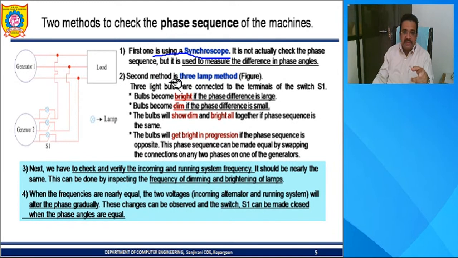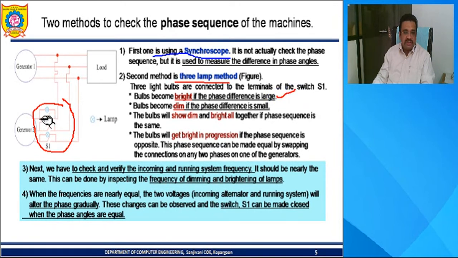The second method is the three lamp method. In this figure, where the switch S1 is connected, the switch is connected using 3 lamps. The 3 lamps are connected to the terminals of the switch S1, so across each terminal there is one lamp connected. The light becomes bright if the phase difference is large.